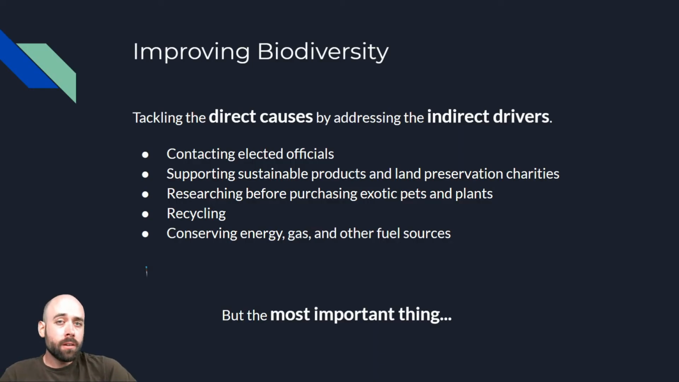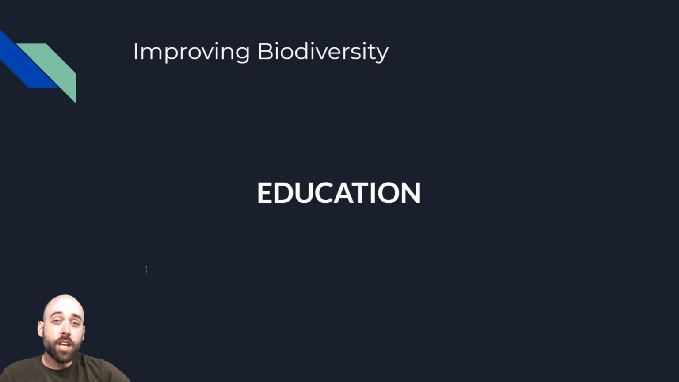So you might be thinking, what can I do about all of this? But really, all it takes is tackling those direct causes by addressing the indirect drivers. So you can do things like contact elected officials, recycle, conserve more energy, do research before you purchase any exotic pets. But there is one thing that's more important than any of that. Education. Now that you know a thing or two, it's your responsibility to share this video or just some of the information in it with other people so that we can spread the word around the world and make it a better place for all of us to live.